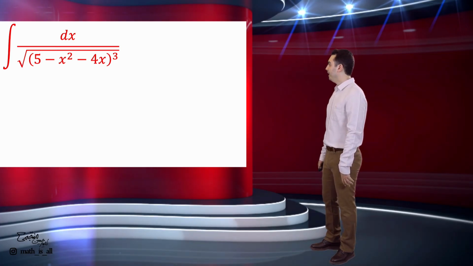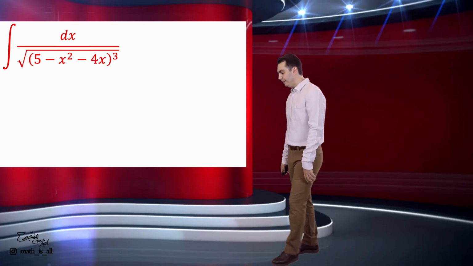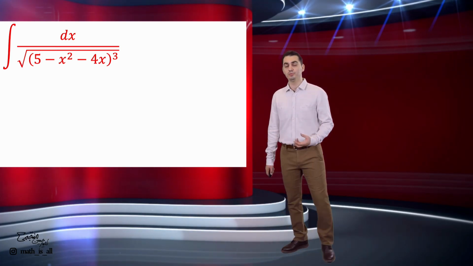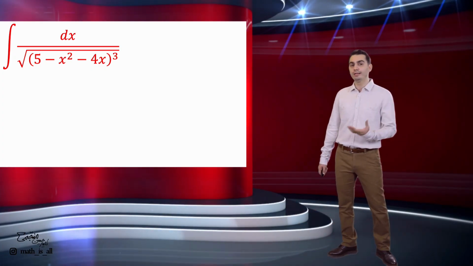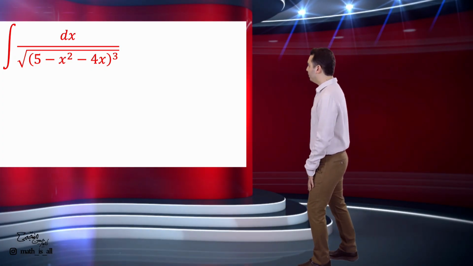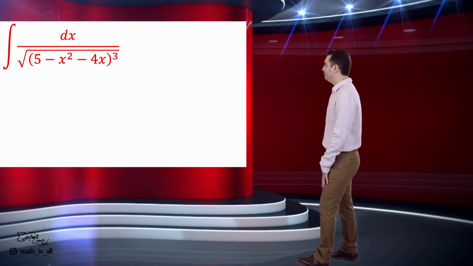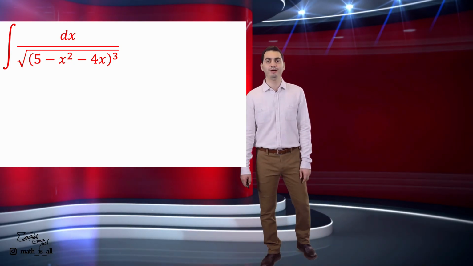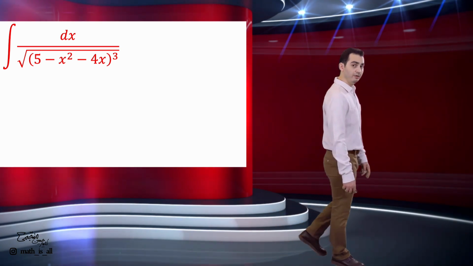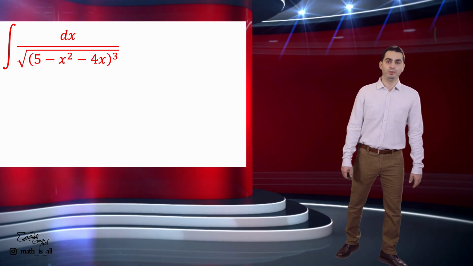Let's move on to the next example. We're making it more complicated, making it tougher, but you, with all your practice, have also become more skilled. All right, let's move on to the next one. We have dx over the square root of 5 minus x squared minus 4x to the power of 3. Everyone knows what the very first step is, don't they? I'm not going to tell you. I'll give you some time. You go ahead and solve the problem, then come back.